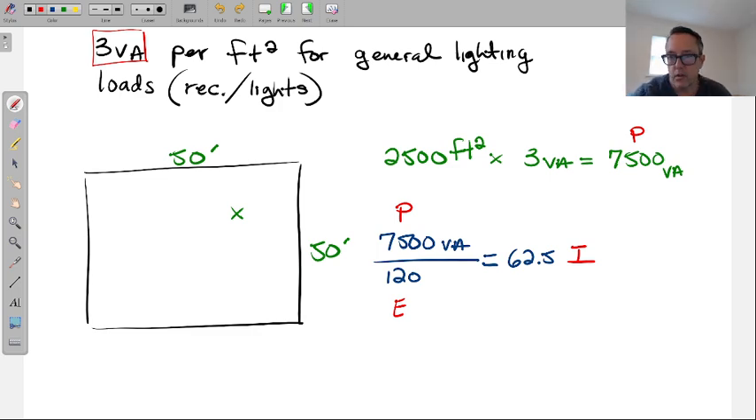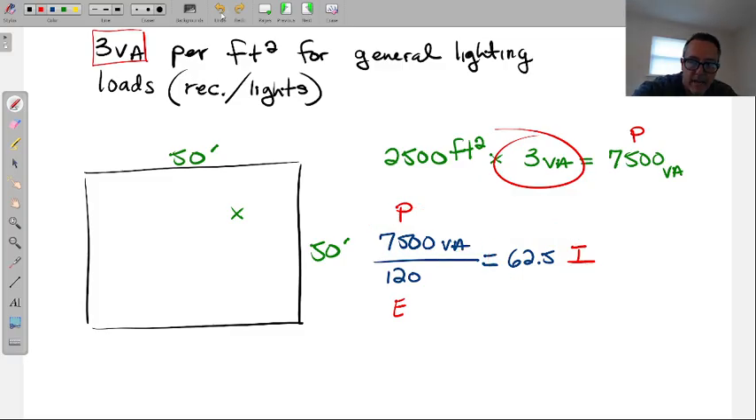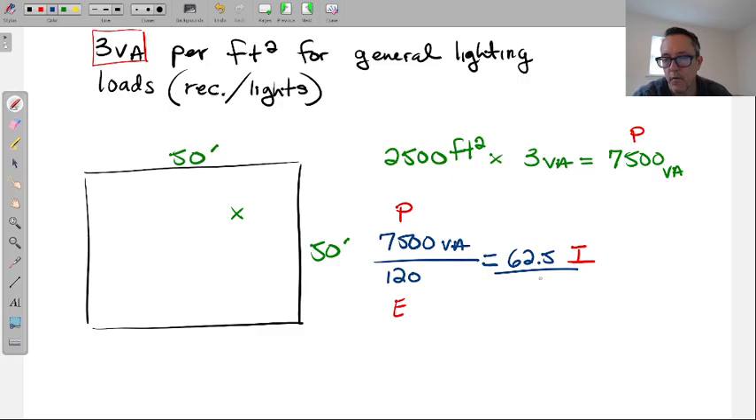One is you'll use 3VA to come up with a total wattage. And then when you come up with this amperage, you're going to divide it proportionally over the breakers. So with that 62.5 amps, the next step is to divide this over a breaker size that we are going to have for our general purpose outlets.